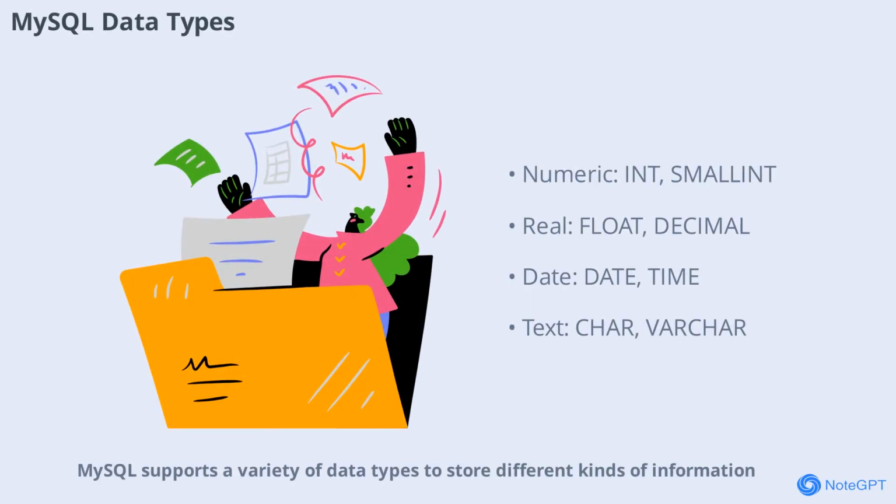MySQL supports a variety of data types to store different kinds of information. Numeric types like integer and smallint handle whole numbers, while float and decimal manage real numbers with decimals. Date and time types such as date and time store temporal data in specific formats. For text, char and varchar are used, with char for fixed-length strings and varchar for variable length. Choosing the right data type ensures your database is efficient and accurate.